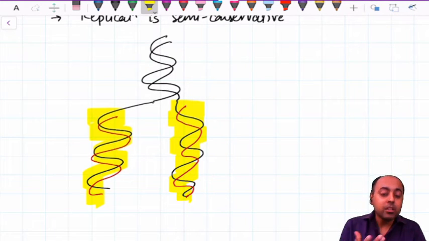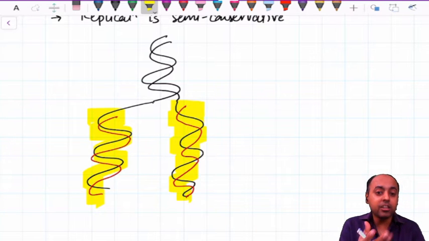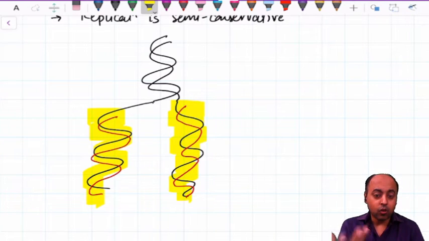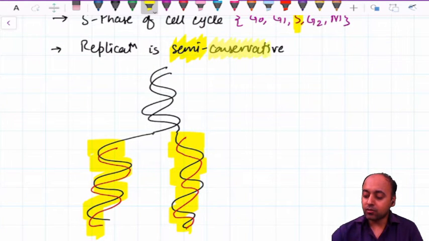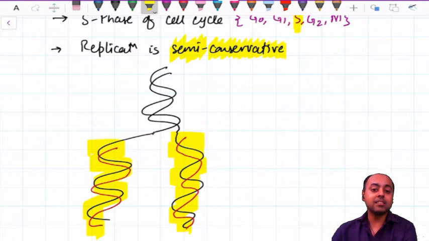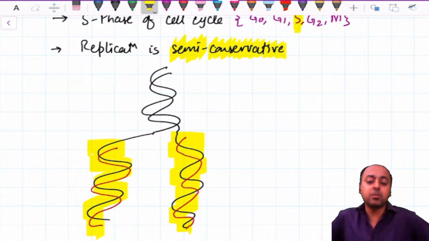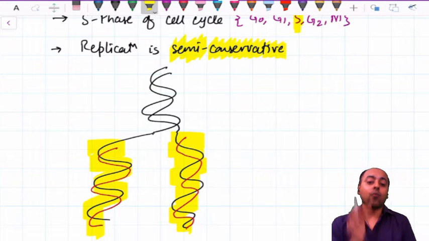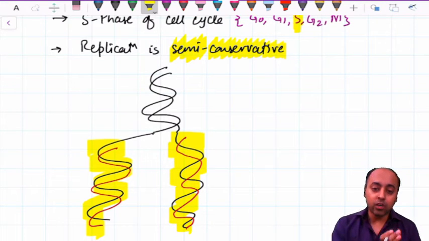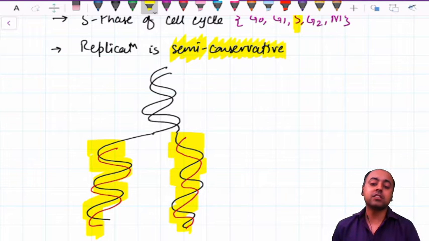But if you examine the structure carefully, you find half of the DNA is coming from the old DNA. All of it is not brand new. That's why we use this term semi-conservative. Half of the old structure is retained. So replication is semi-conservative. First point to understand is, in the new DNA, one strand is coming from the old DNA, only one strand is being synthesized anew.